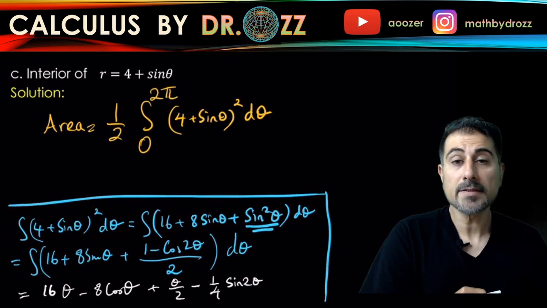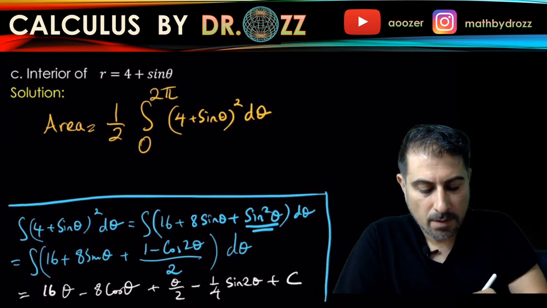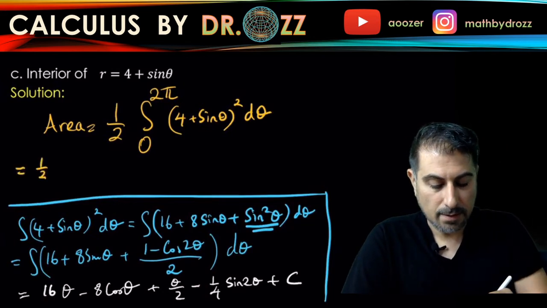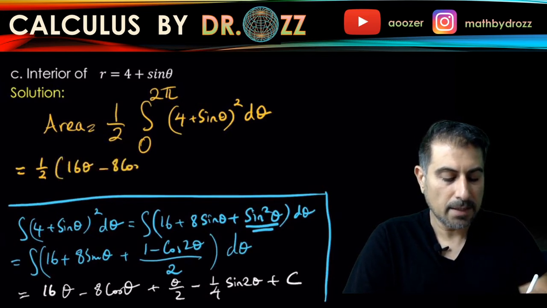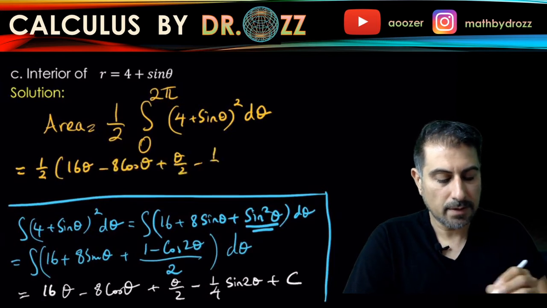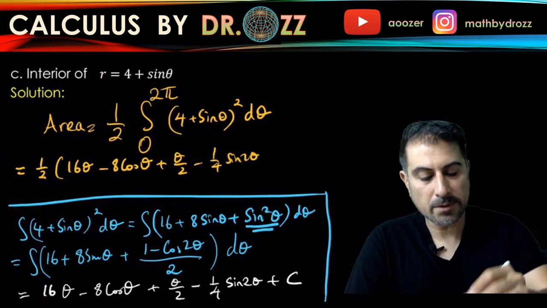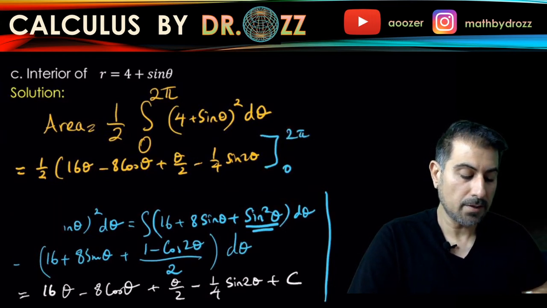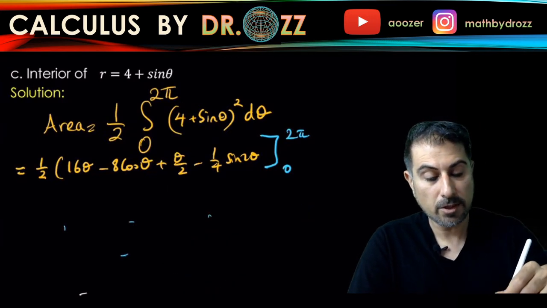Plus the integrating constant. Okay, so what I'm going to do next is copy that down here, and maybe we can get rid of that separate piece of work. 1/2 times 16 theta minus 8 cosine theta plus theta over 2 minus 1/4 sine 2 theta, right? And we have the limits 0 and 2 pi. So we're going to have two evaluations here: one for theta equals 2 pi, and the other for theta equals 0.